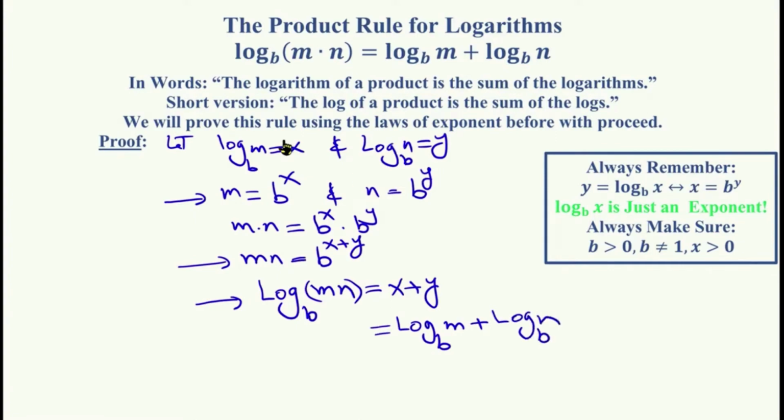And that's exactly what we were trying to prove. We were trying to prove that log base b of mn equals log base b of m plus log base b of n. So it's a very nice simple proof, but it's very indicative of how we approach proofs in mathematics. So make sure that you understand it before we move on to prove the quotient rule.